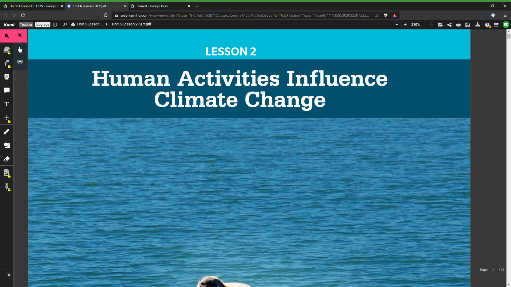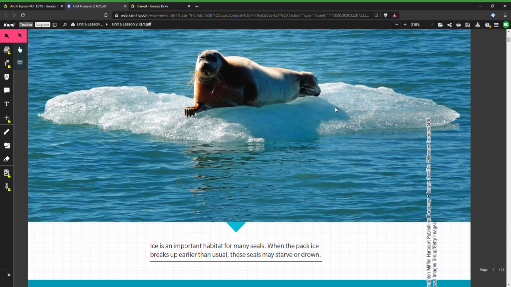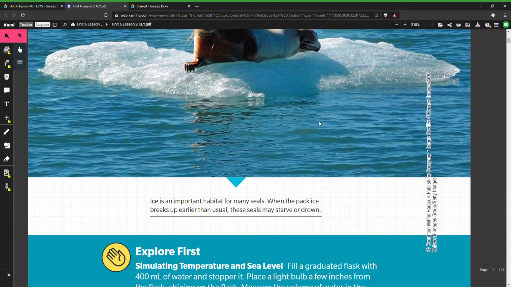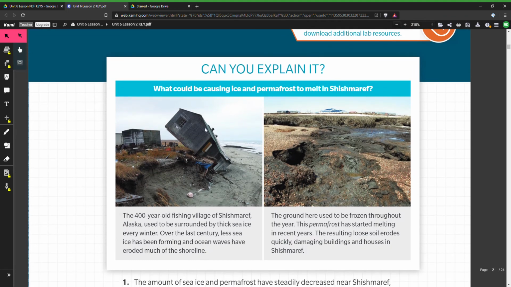All right, here we are in Unit 6. This is Lesson 2. We're talking about how humans influence climate change. There's a poor little seal sitting there on its little floating island. All right, so in this lesson, we're talking about Shishmaref, however you say that, which is actually in Alaska.